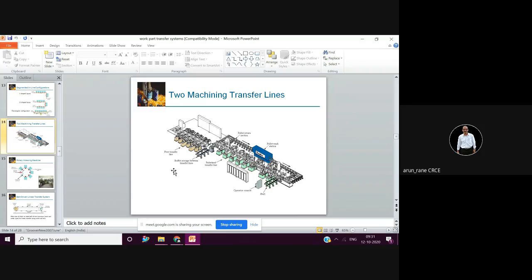So again, it is all happening automatically. The unloading of the component on this pallet, and then this pallet moves here, then it loads here, and then again it comes back here.